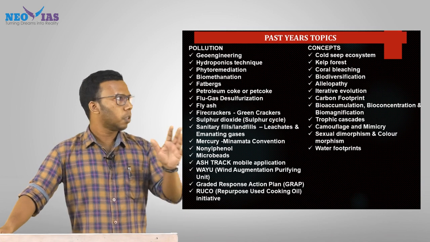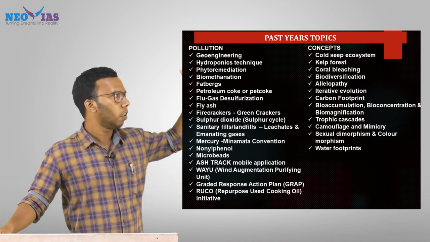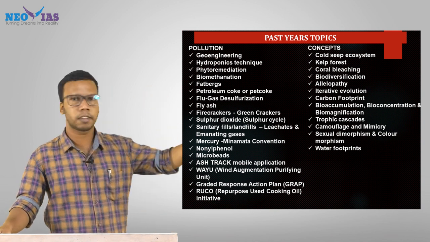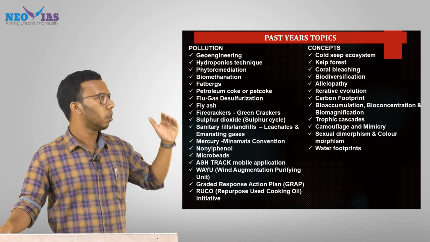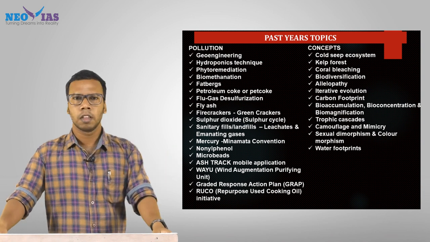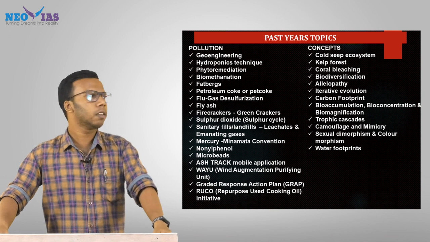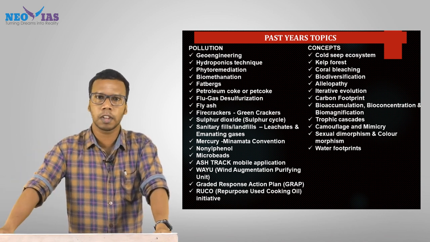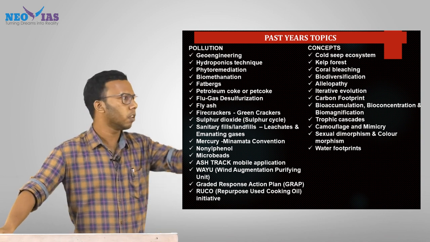Now, the concepts related to pollution which were in news in past years, in 2018 and 19, are geoengineering, hydroponics technique, phytoremediation, biomethanation, fatbergs, petroleum coke or pet coke, flue gas desulfurization, fly ash, firecrackers and green crackers. You need to know about some chemicals in the firecrackers, because some chemicals used in firecrackers have been banned. So you need to know what are the chemicals which are banned in the firecrackers in India. And also, you need to know about the green crackers.